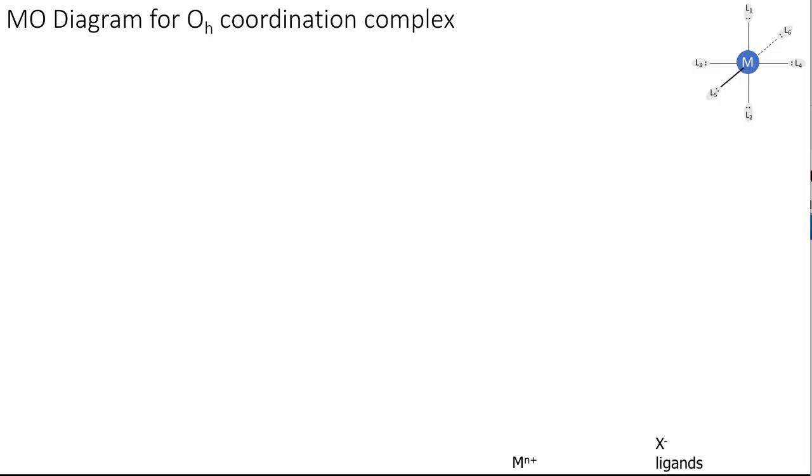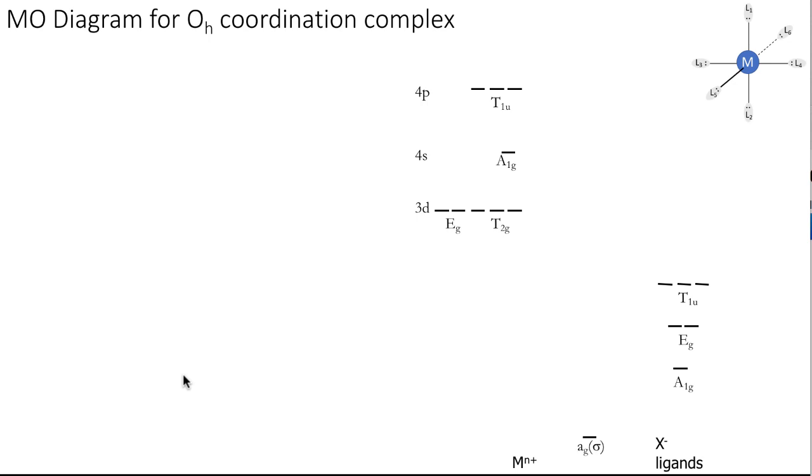So I'm going to rewrite this just a little bit. I'm going to add in my A1G, EG, and T1U ligand group orbitals like this. I'm separating them to make them a little bit easier to see. Sometimes you'll see them in parallel and sometimes written out like this. We'll also put in my metal atomic orbitals. Notice the ligand orbitals are lower in energy than the orbitals on the metal. Now we're going to combine orbitals of matching symmetry to produce molecular orbitals.